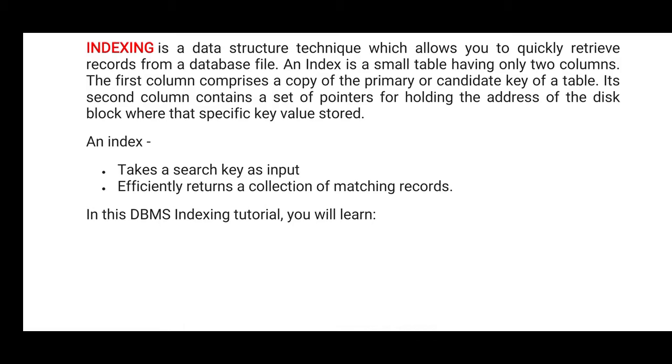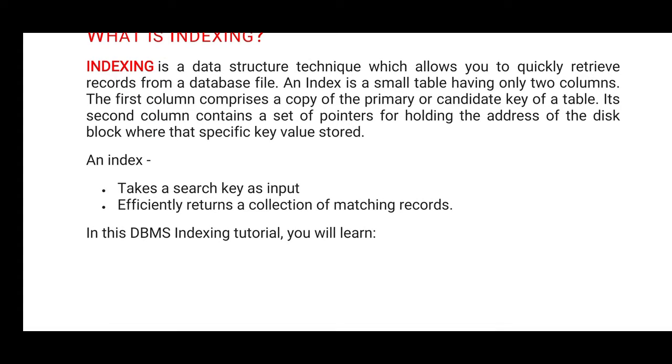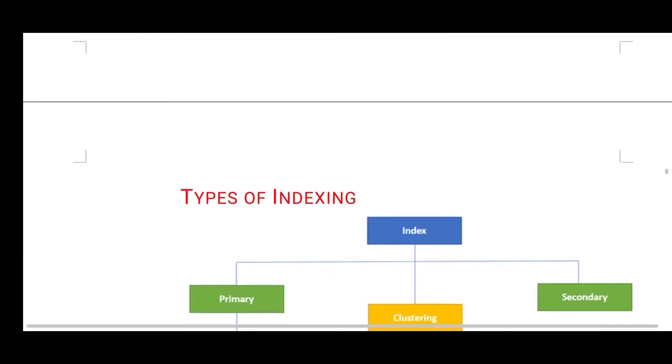It takes a search key as input and efficiently returns a collection of matching records. Here we have taken two columns. The first column is the primary key. The second column is the pointers holding the address of where the specific key value is stored.